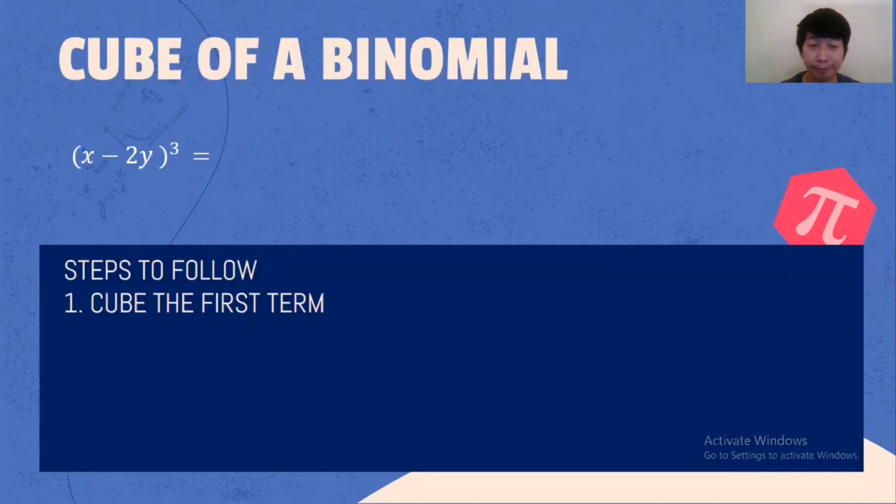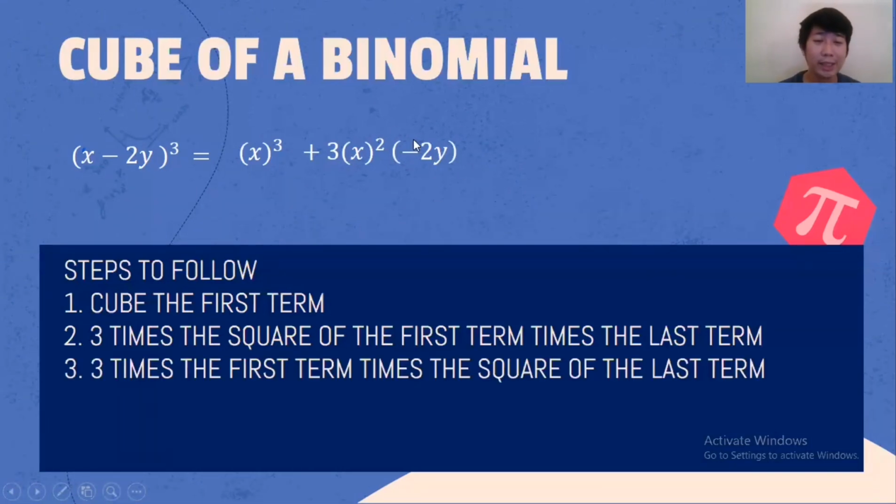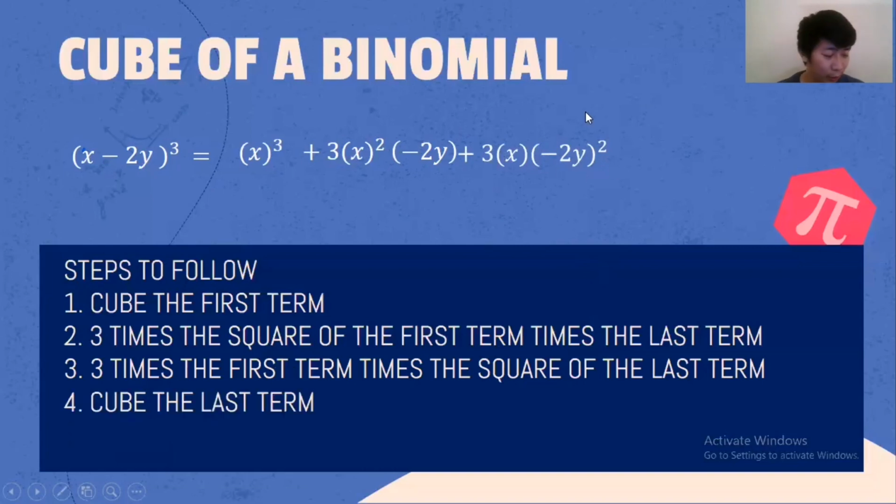Cube the first term. Next, 3 times the square of the first term times the last term. Next, 3 times the first term times the square of the last term. Next, cube the last term. Okay? Then, we can now simplify. As simple as that. What is x cubed?